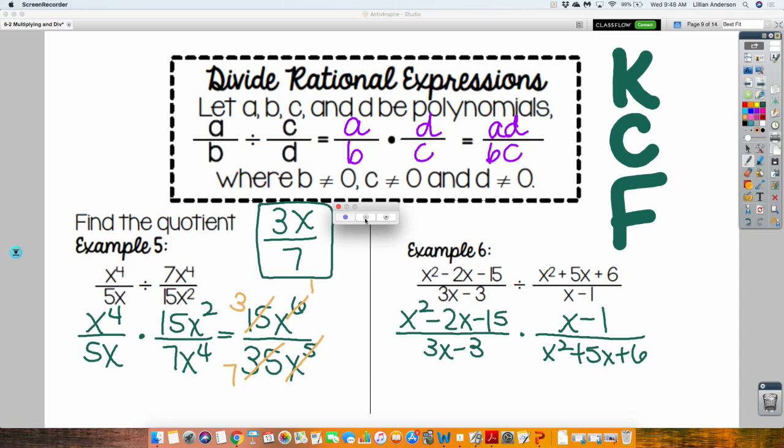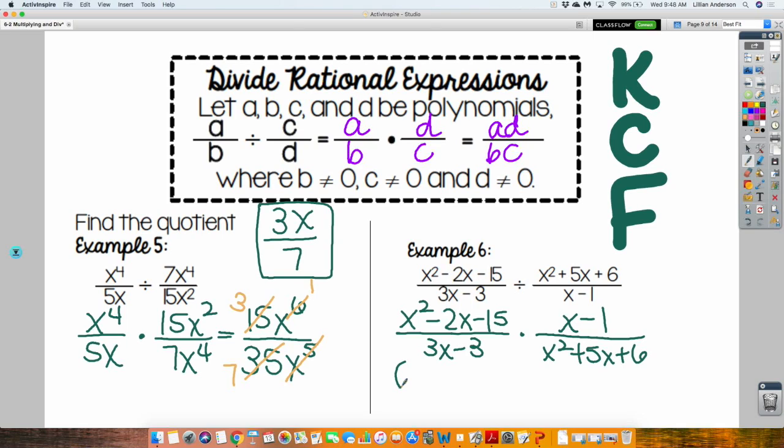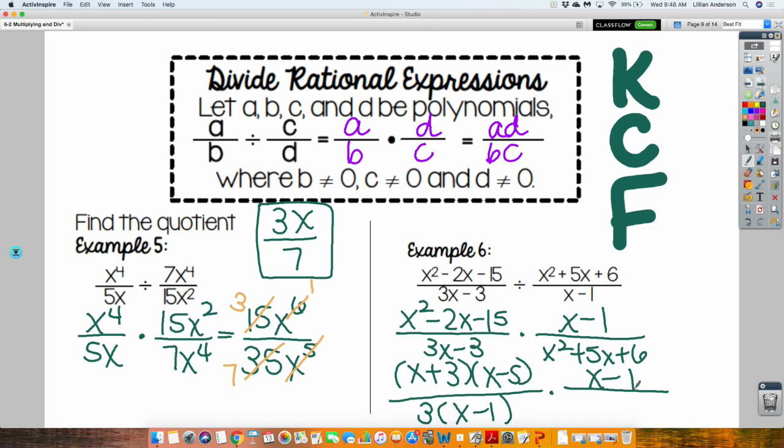All right, so the top, how's the top factor? You get a negative 5. x plus 3, x minus 5, either order. What about the bottom? How does it factor? Keep the x minus 1 on the top. x plus 2, x plus 3.